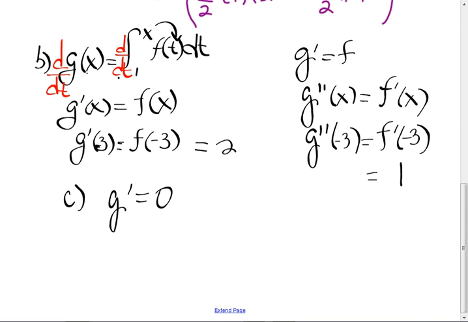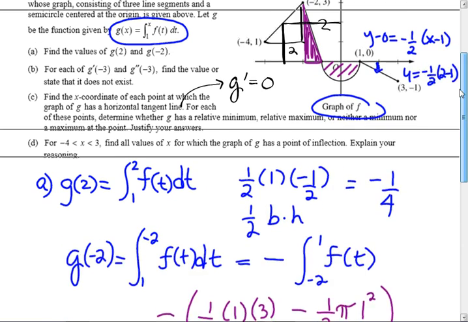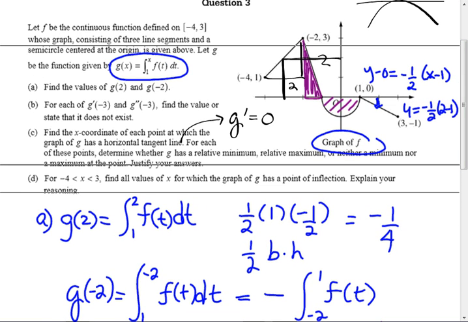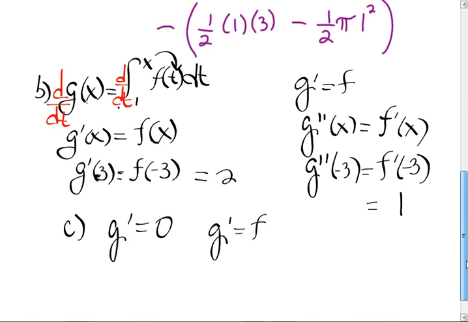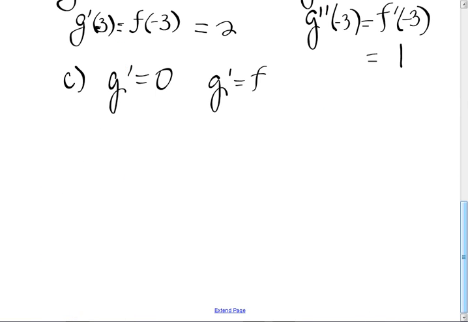So where's G prime? What is G prime? Remember? Yes. G prime is equal to F. So where is F equal to 0? Right here, right? Yep. And right there. So the candidates are -1 and 1. Then you must consider each one.